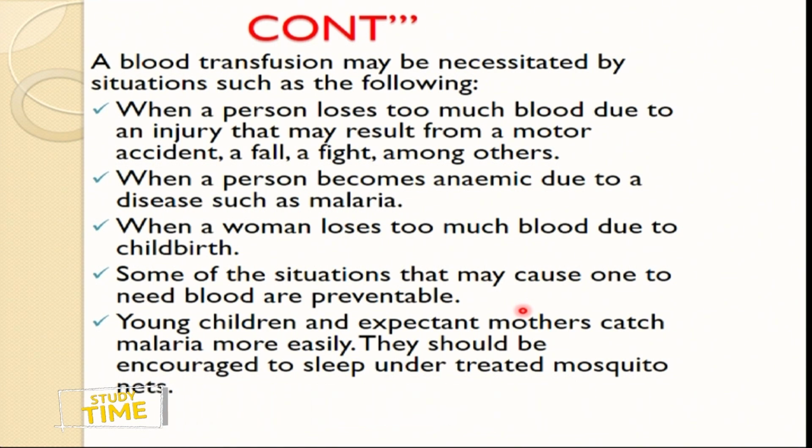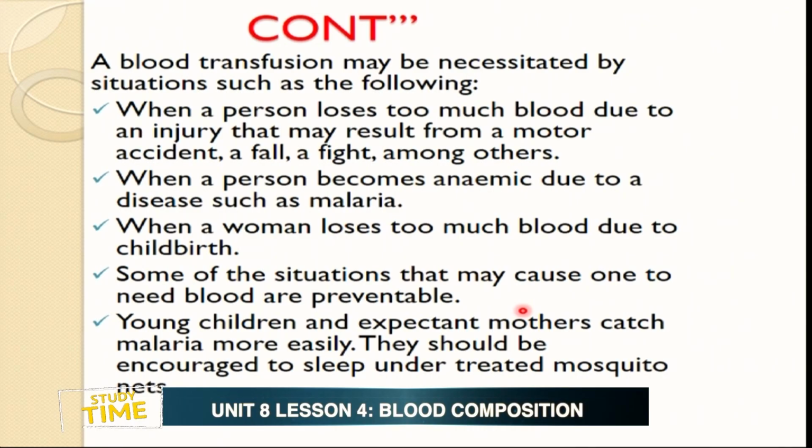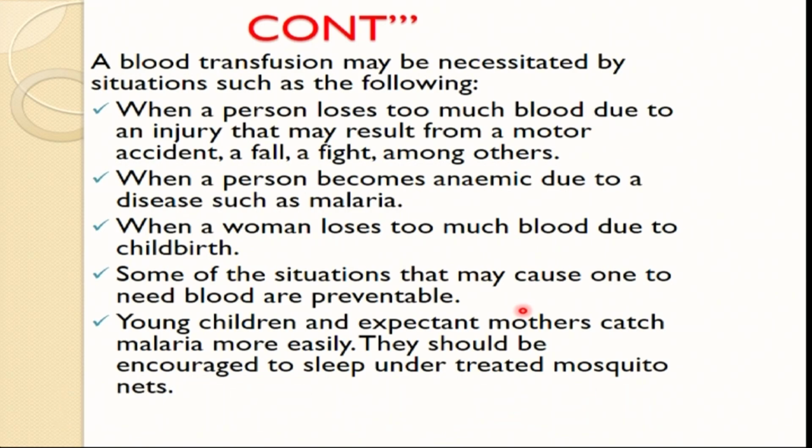When a person becomes anemic, that is when the red blood cells are reduced and there is no longer enough blood. When a woman loses too much blood during childbirth, she also needs blood. Some of the situations that cause the need for blood are not preventable. Young children may catch malaria. When you are suffering from malaria, red blood cells will burst. And once they burst, what happens? You will eventually be in need of blood.